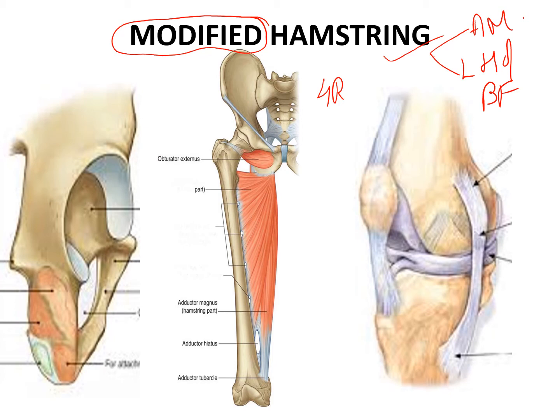Now we have already discussed that the hamstring muscles should be inserted either into the tibia or the fibula. But our adductor magnus muscle is inserted into the adductor tubercle of the femur. So it is not inserted to the tibia and fibula. That is why it is called a modified hamstring muscle.